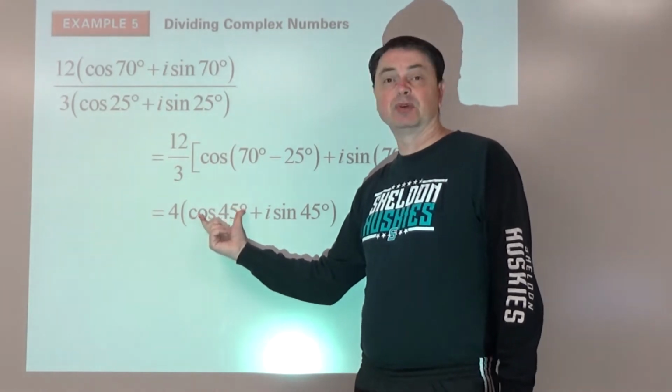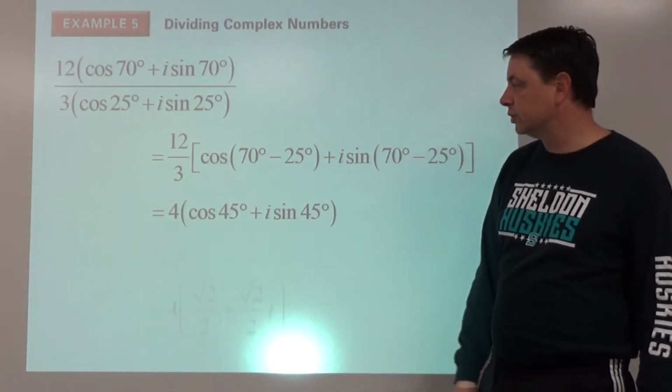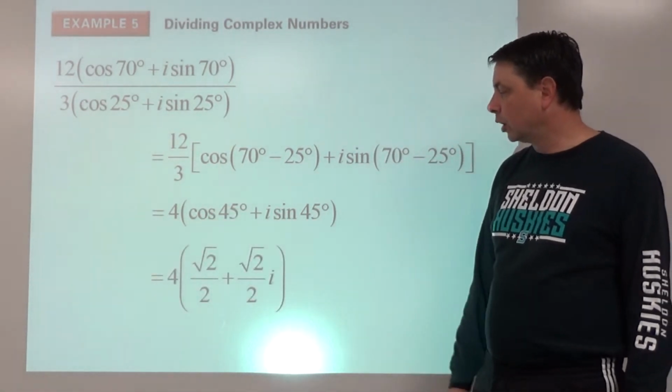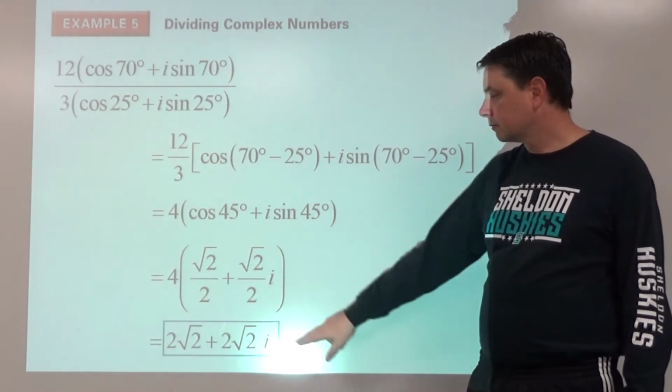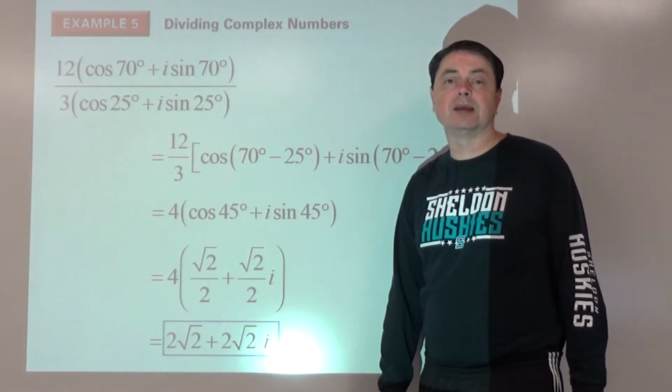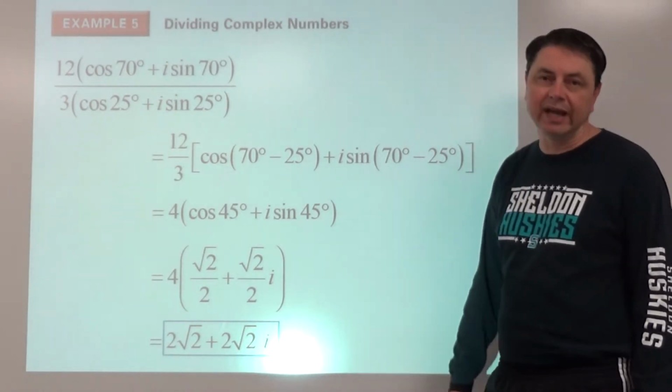We know that this is going to be root 2 over 2, so root 2 over 2 distributed into 4. 2 root 2 plus 2 root 2 times i would be standard form for that complex number.